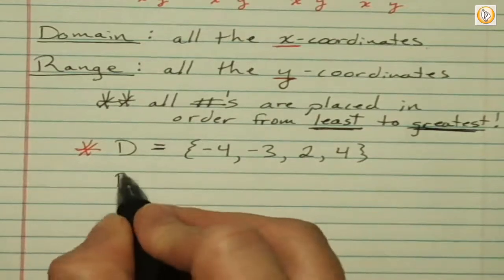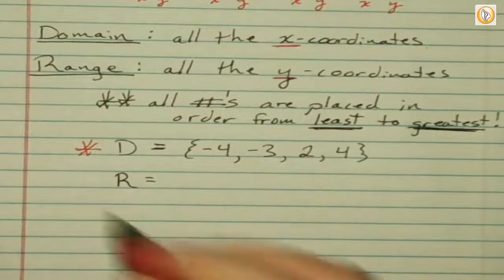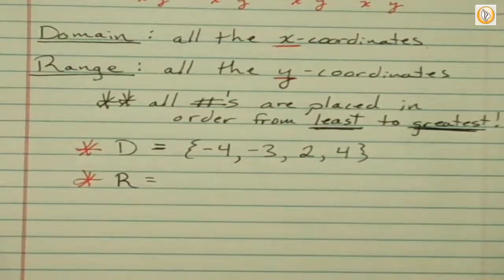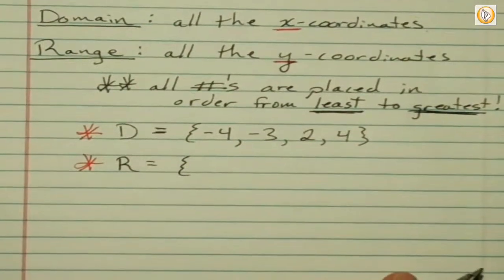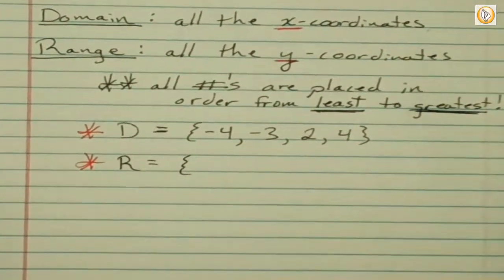All right, the next one, let's list our range. You have a big old R equals brackets. Don't forget those brackets. That denotes what we're doing, the type of math we're doing.